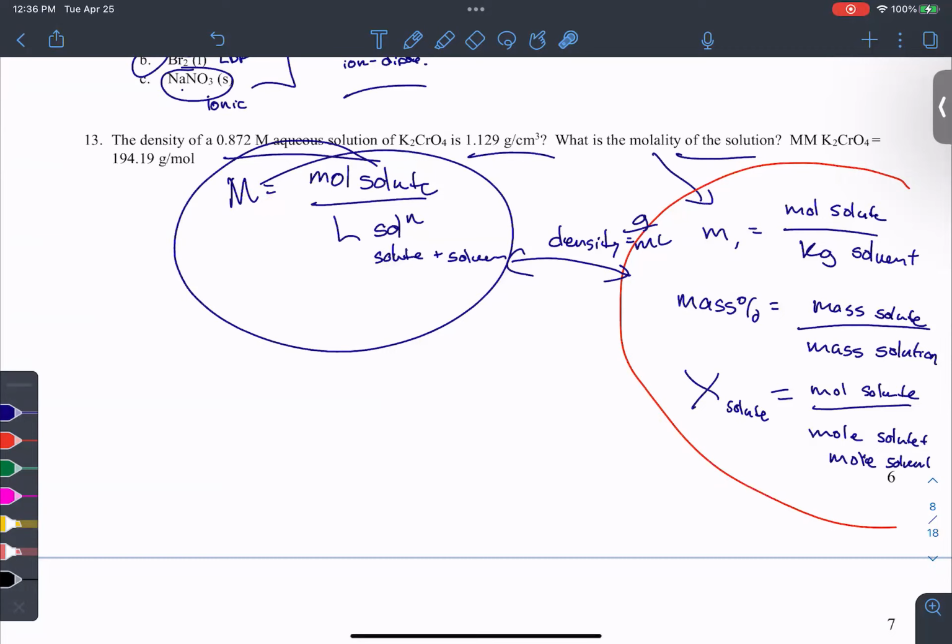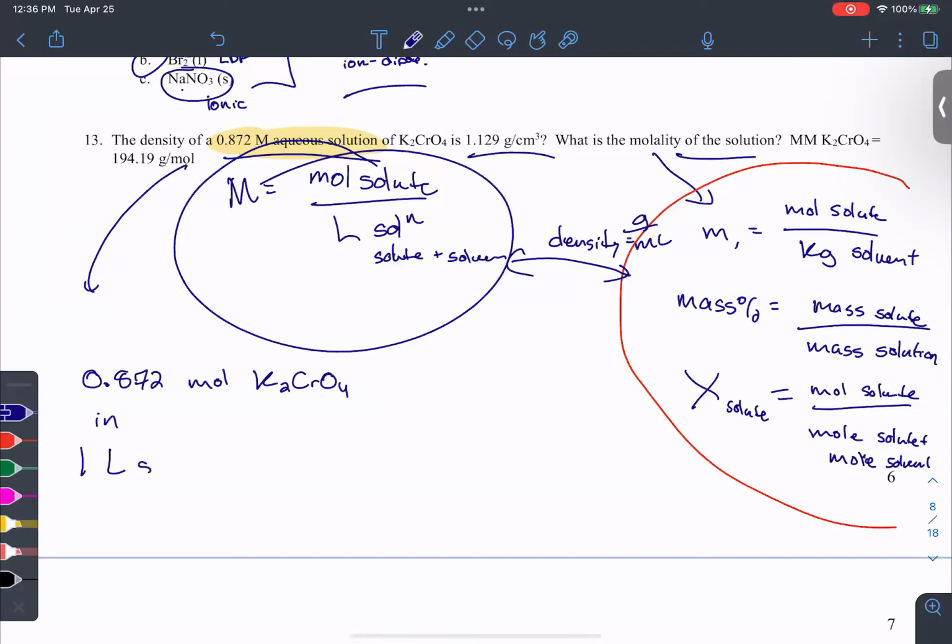Okay, so I'm giving you the hard one. I'm giving you molarity, and we want to go to molality. So the strategy here is to recognize what molarity is. If I say it's 0.872 molarity, what this means is I have 0.872 moles of that solute, which is potassium chromate, in 1 liter of solution.